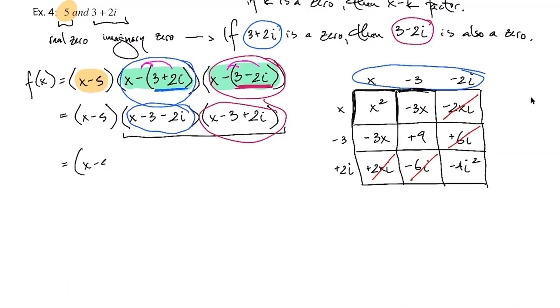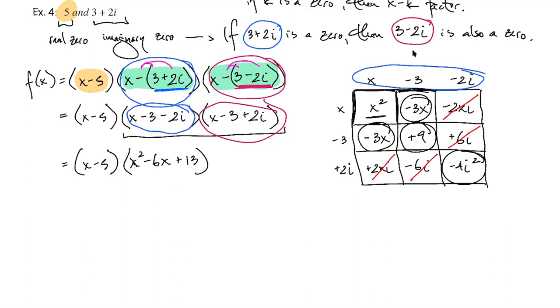And so I've got x minus 5 times, what does this simplify to? X squared minus 6x. And then is it 9 plus 4 or 9 minus 4 for the constant? It's going to be 9 plus 4, good, so a plus 13. Okay, so I got the x squared. These made the negative 6x, and then 9 plus 4 gives me 13.